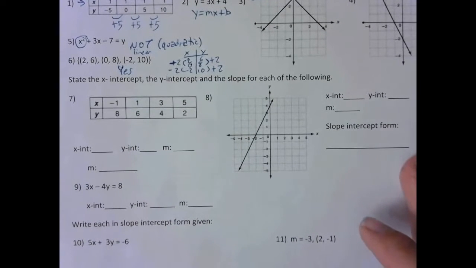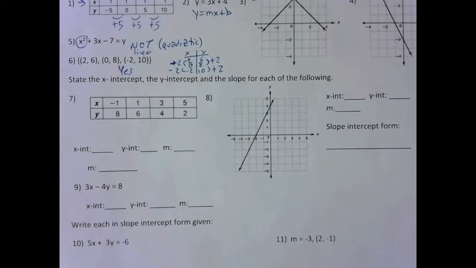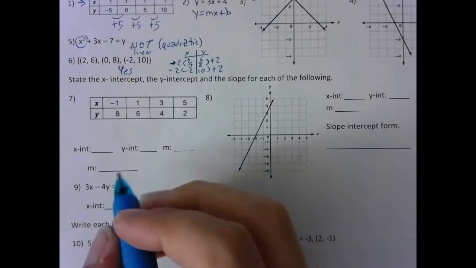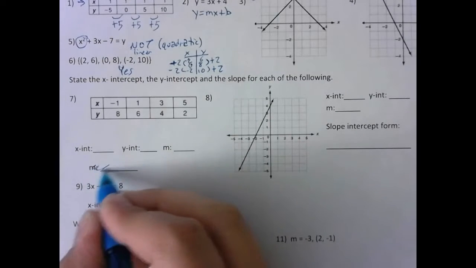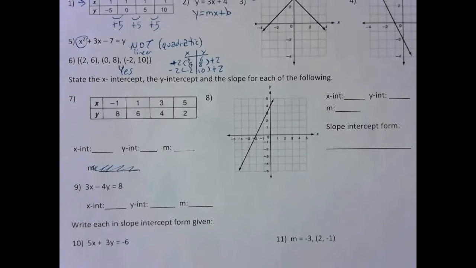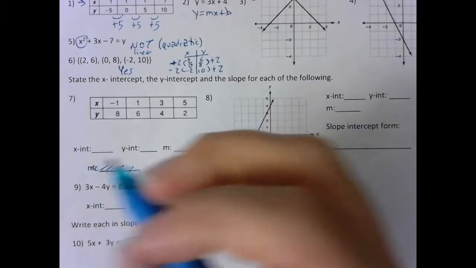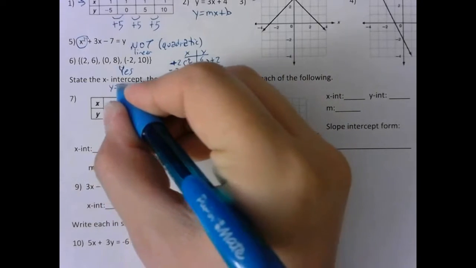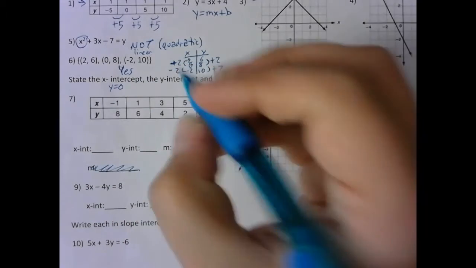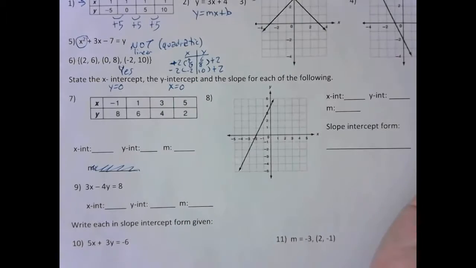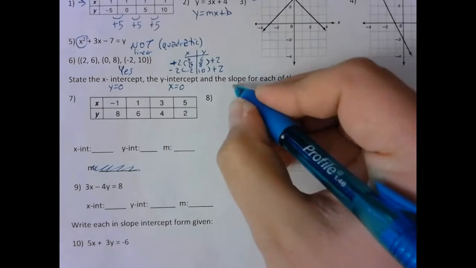Next section. On this next section, we have to find the x-intercept, the y-intercept, and the slope. You can cross out the random m here. On a chart, to find the x-intercept, remember that the x-intercept is where y equals 0. The y-intercept is where x equals 0. I know, confusing. And remember, our slope is m.